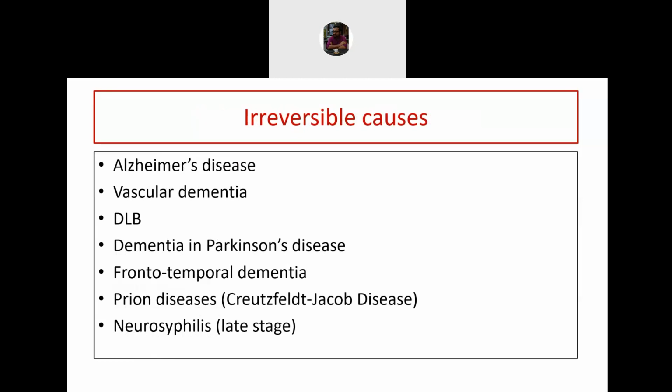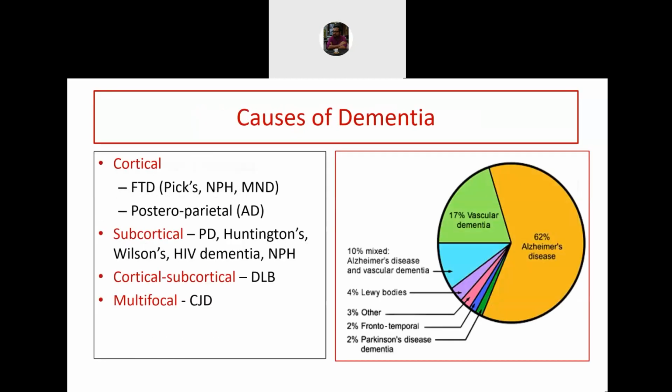Accordingly, anatomically, we can classify dementia into some types. Cortical dementias include frontotemporal dementia. Posteroparietal dementia means the posterior and parietal part of the brain are affected. Example is Alzheimer's disease. So these are all examples of cortical dementia. The lower part of the brain, like the basal ganglia, etc., are largely damaged in Parkinson's disease, Huntington's chorea, Wilson's disease, HIV dementia, and normal pressure hydrocephalus.